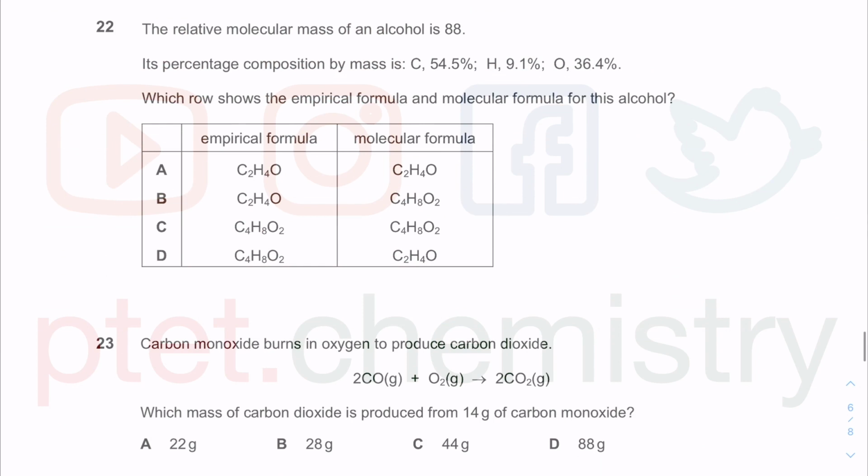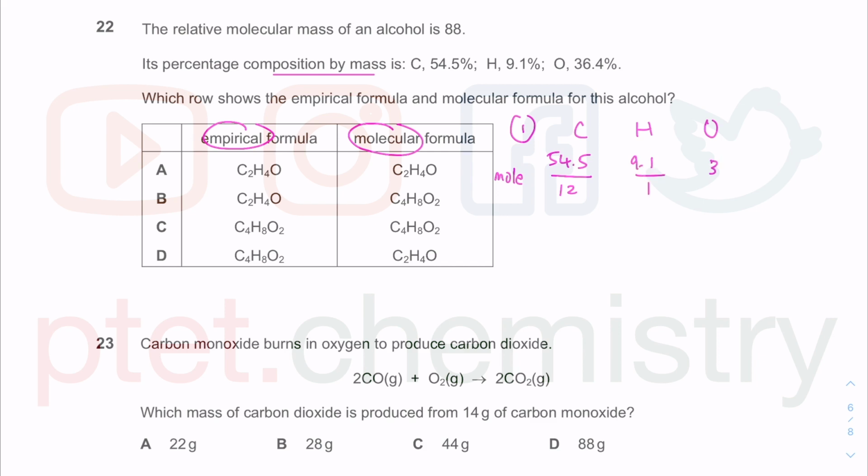Question 22, we have relative molecular mass. We have percentage composition by mass. So really we must work out the empirical formula, and you're going to know the relationship between empirical and molecular formula. Without further ado, let's get started. So I label, I'm doing mole equal to mass over Mr. Sorry, in this case it is Ar, because empirical formula is the simplest ratio of atoms. Of course, you know the definition.